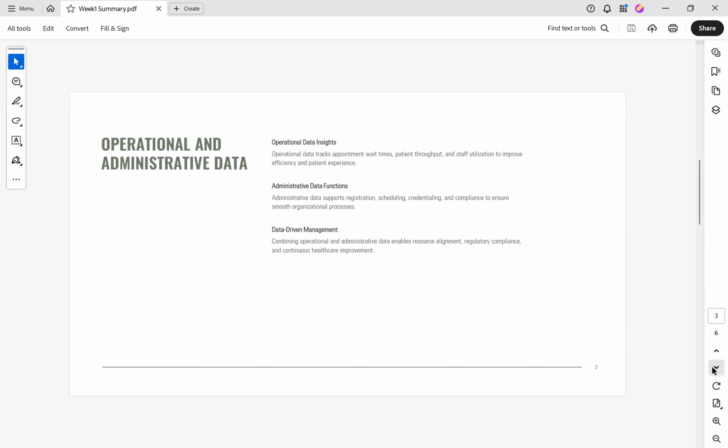From operational and administrative data, it is important, as we talked about in that first slide, to track a variety of things to make the operations more efficient. But the key part is this last bullet point, data-driven management. How can we change things, improve things, if we don't measure them, if we don't gather that data?